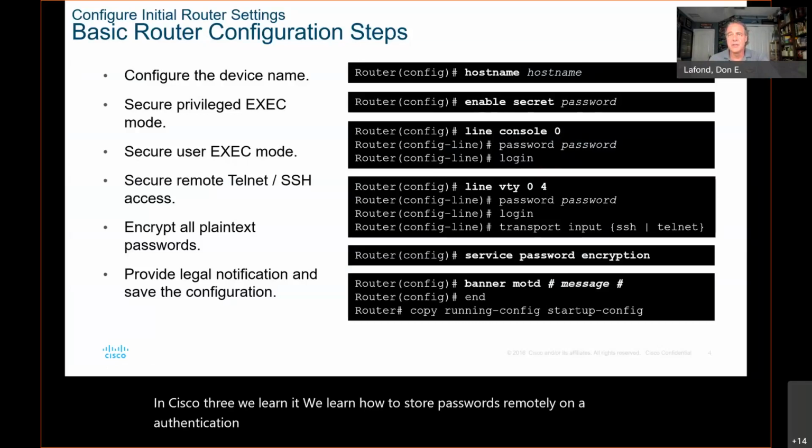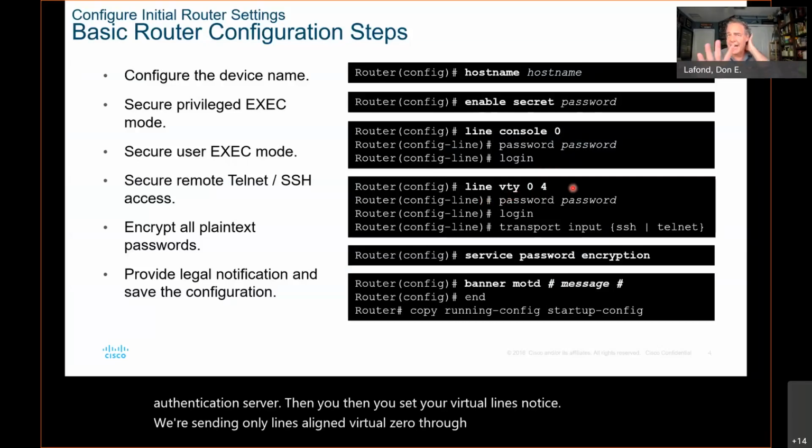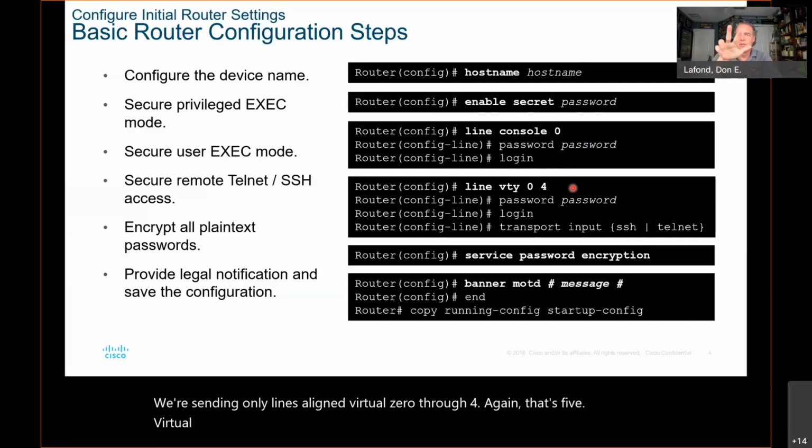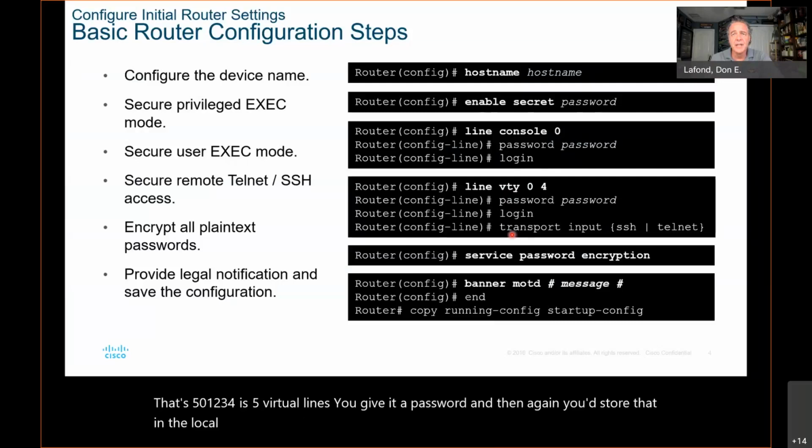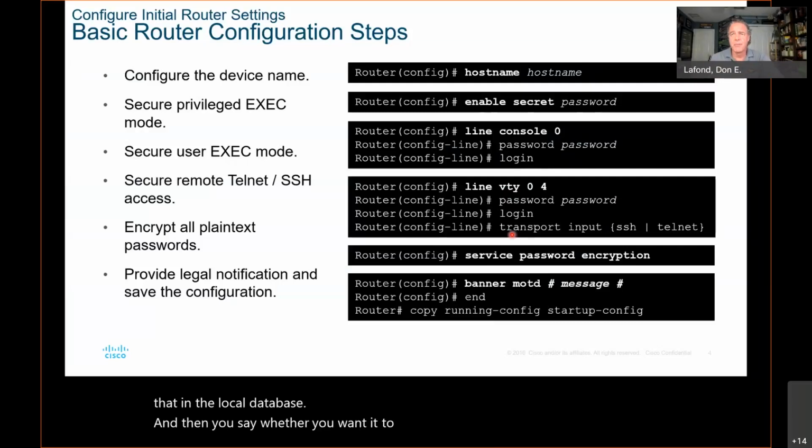Then you set your virtual lines. Notice we're setting only line vty 0 through 4. Again, that's 5 virtual lines: 0, 1, 2, 3, 4 is 5 virtual lines. You give it a password, and then again, you store that in the local database. And then you say whether you want it to be SSH, Telnet, or both.